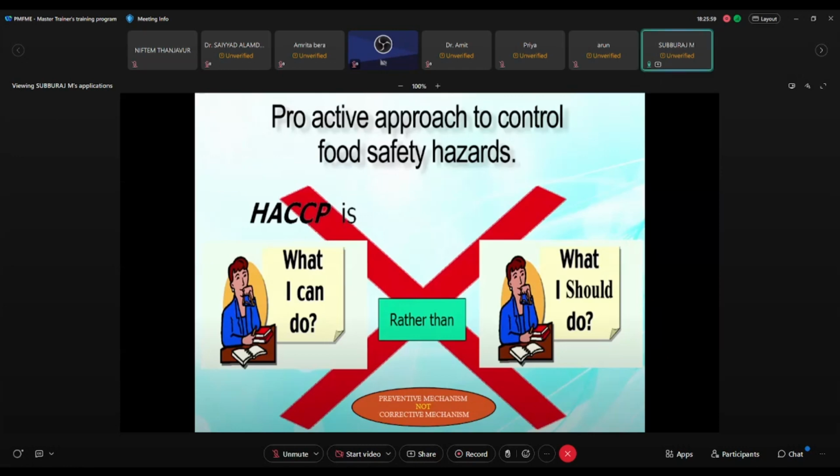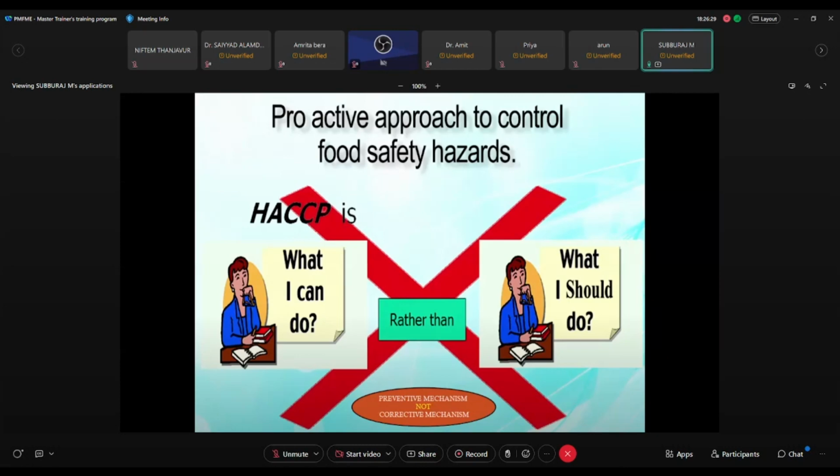After the incident happened, running here and there, what can I do here? It is not like that. It should be what I should do before the contamination comes. That is very, very important. This is a preventive mechanism. Before the incident is going to occur, we have to prevent. It is not the corrective mechanism, where after it has happened, then I will do something. No. Before the product comes out to the consumer, whatever it is, it should be prevented.